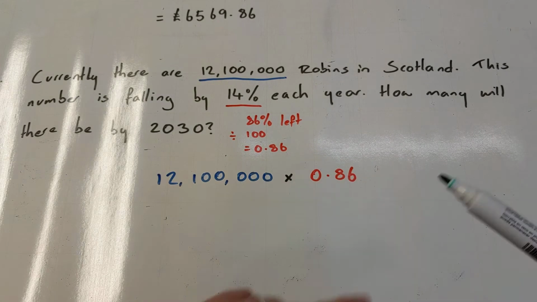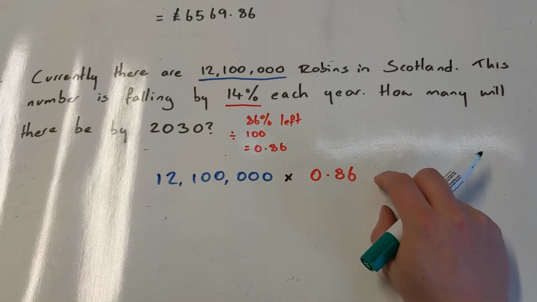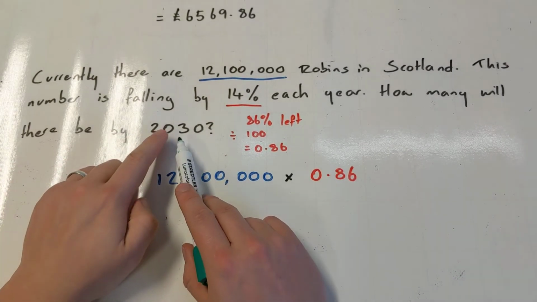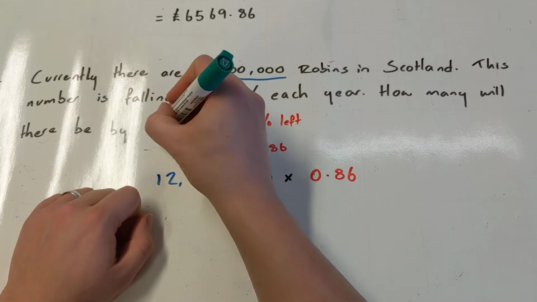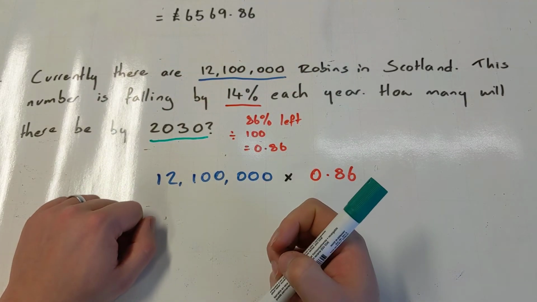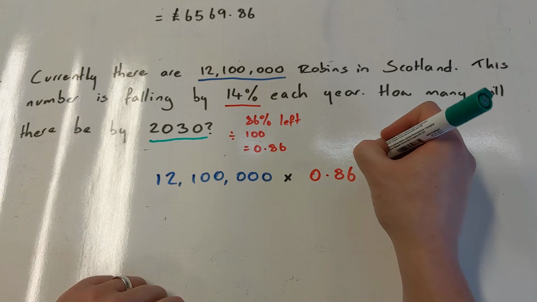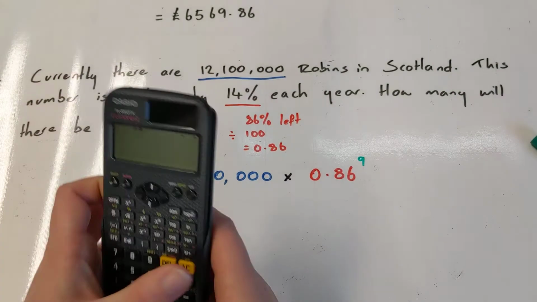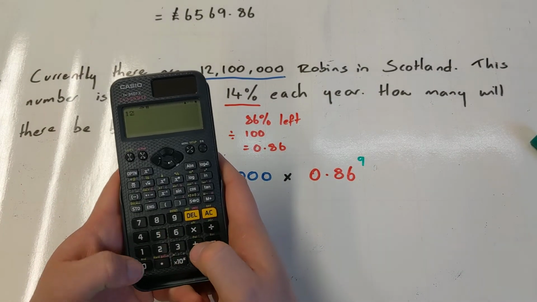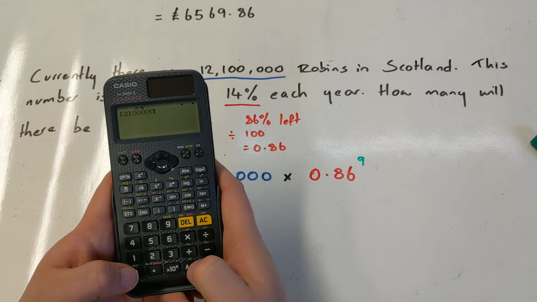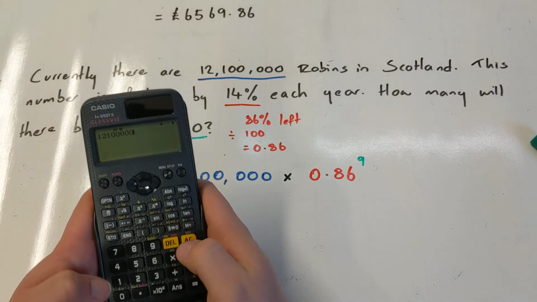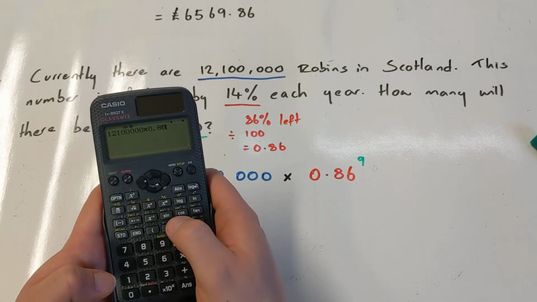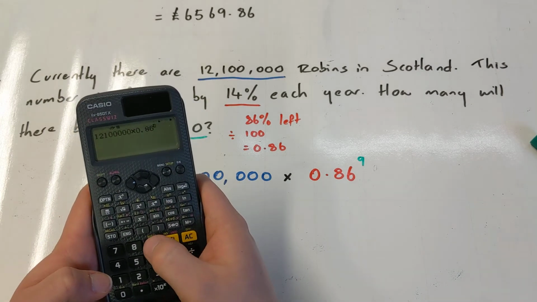Now, the last thing to identify is how long this is happening for. How many times is this happening? So currently it's 2021 and we're doing it by 2030. So that means this is going on for 9 years. So I put 9 as my power. And again, we just pop this into the calculator. So I've got 12,100,000. Yep. And then I'm going to times that by 0.86 to the power of 9.